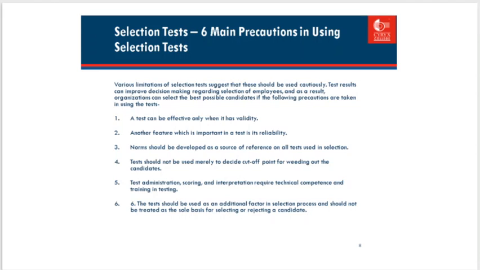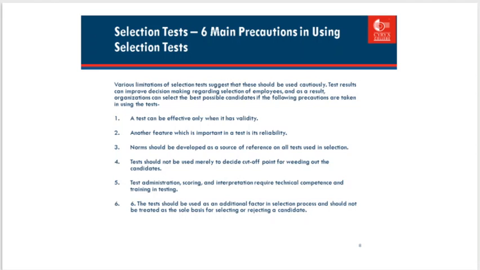Second, another feature which is important in a test is its reliability. The reliability of a test is the consistency with which it yields the same scores throughout a series of measurements. Thus, if a test has high reliability, a person who is tested a second or third time with the same test and under the same conditions will obtain the same result.